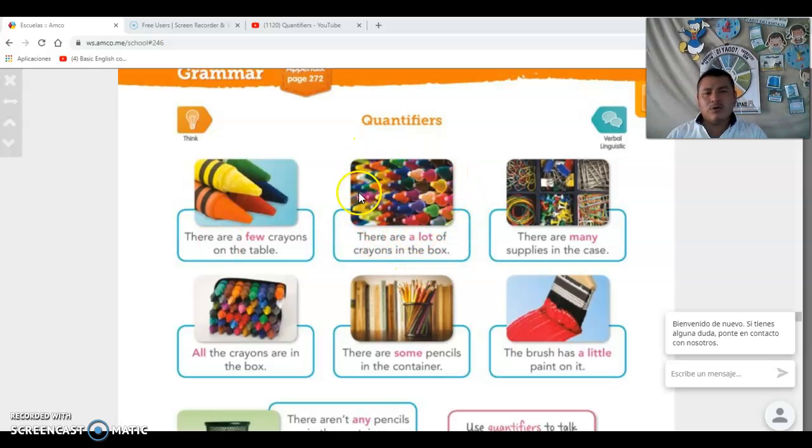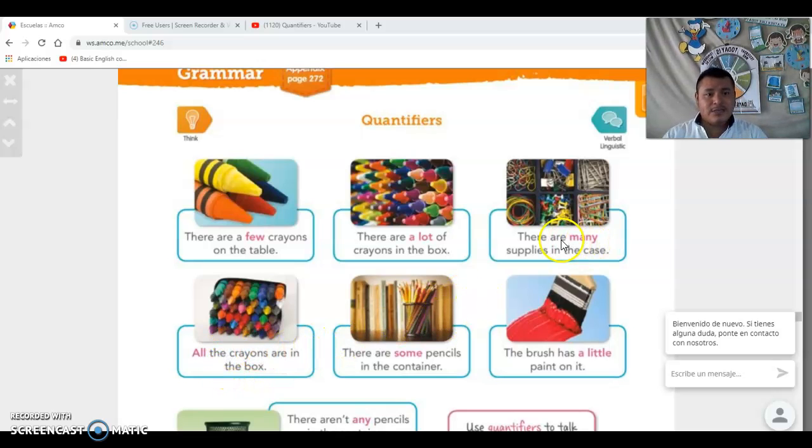And we have a lot. So that means we don't know if we have the whole case of crayons. If we don't know, we're not sure, we can say a lot. There are a lot of crayons in the box. And then all, so this one right here says all, so that means the whole thing. All the crayons are in the box.